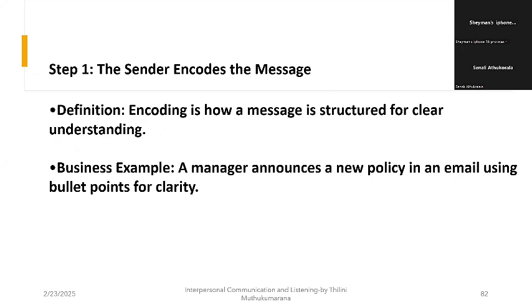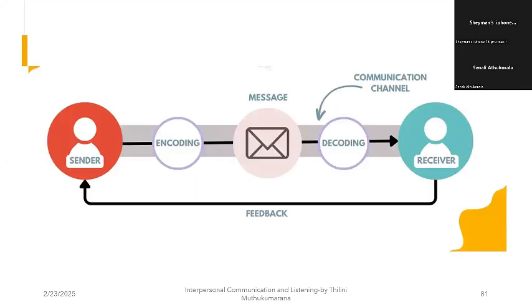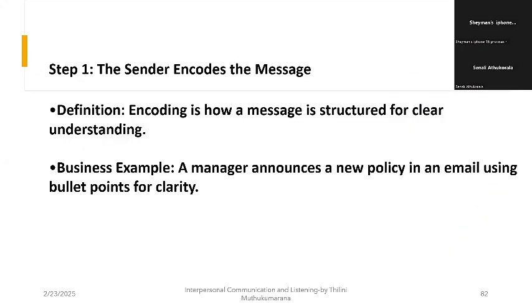Okay, so the first one is the sender encodes the message. In that diagram, the sender encodes the message. So encoding means how a message is structured for clear understanding. Why are we sending a message to someone? Because we have to pass something to that person. So it should be very clear to understand, right? An example can be a manager announcing a new policy in an email using bullet points for clarity.